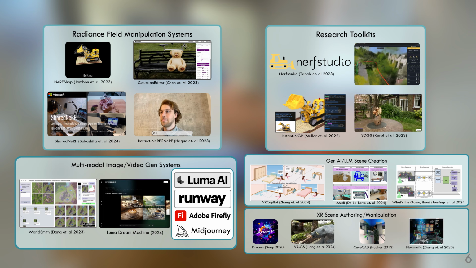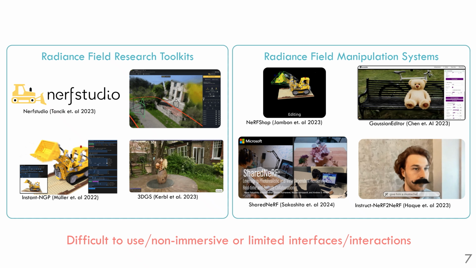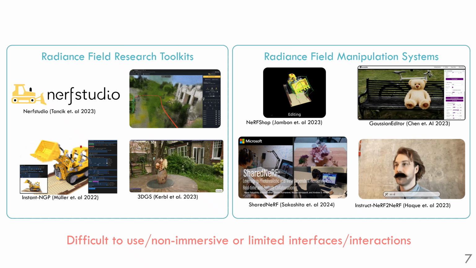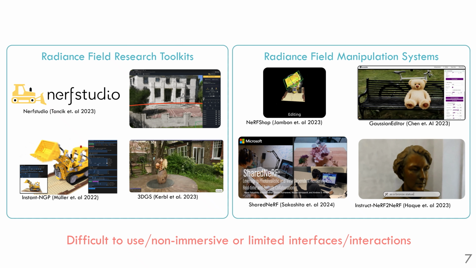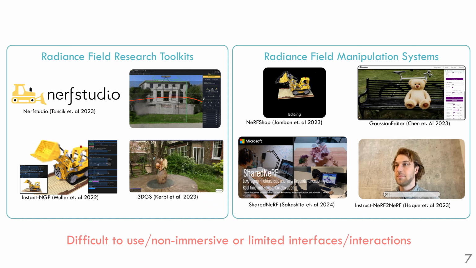In our review of related work, we've seen advancements in representation techniques and generative models, but usability challenges still remain. Research systems like NeRF Studio and InstantNGP are only designed for training and building upon these 3D representations. Current radiance field editing and generative approaches are primarily limited to text-based interactions and incur high latency and lack core functionalities expected in regular 3D editors.